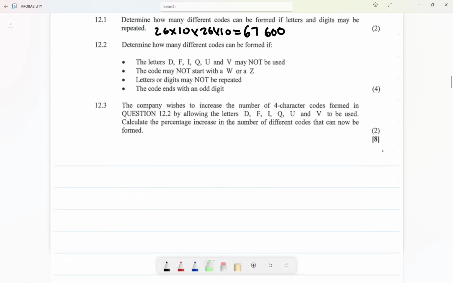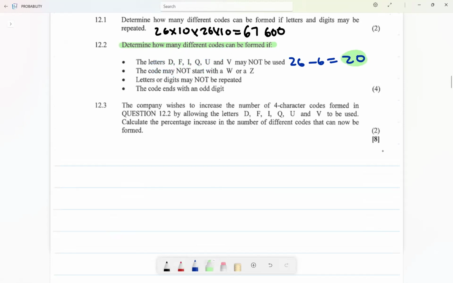They are saying determine how many codes can be formed if the letters D, F, I, Q, U, V may not be used. So out of 26 letters, I subtract what? 1, 2, 3, 4, 5, 6. I subtract 6 letters. So I'm now left with 20 letters to use. I can only use 20 letters.